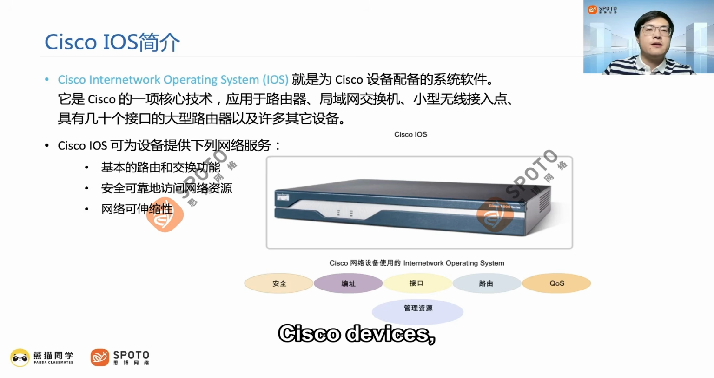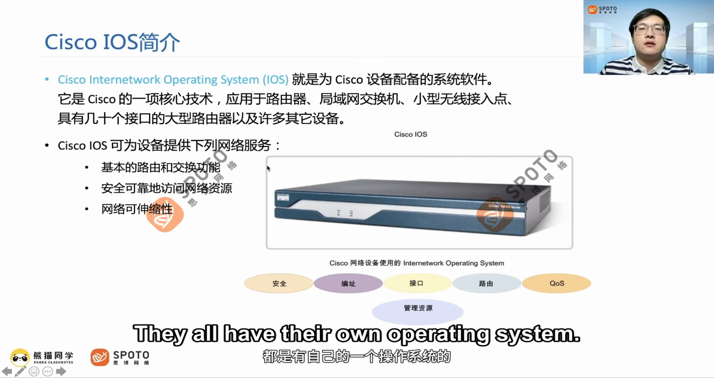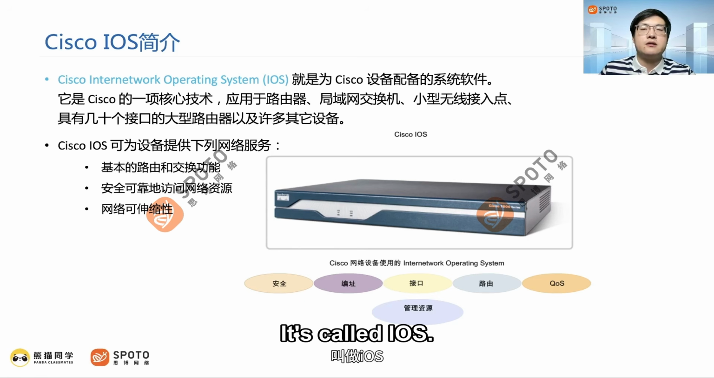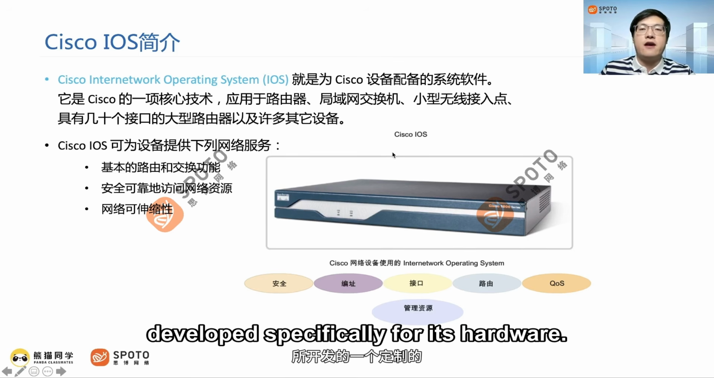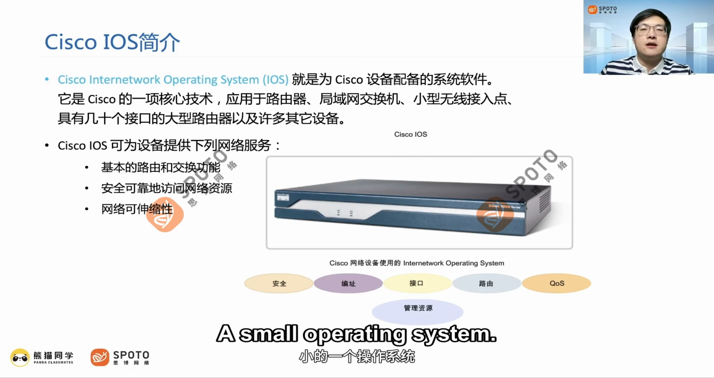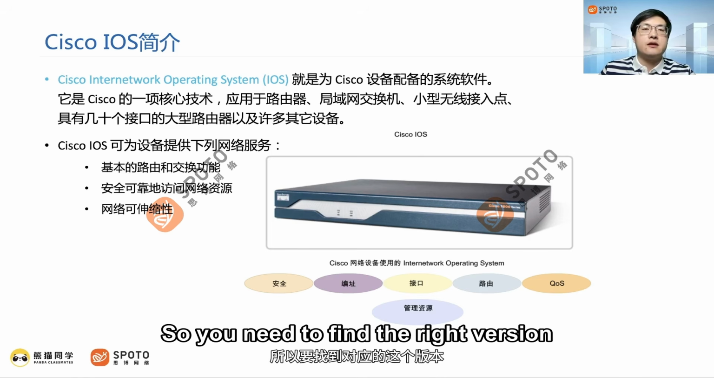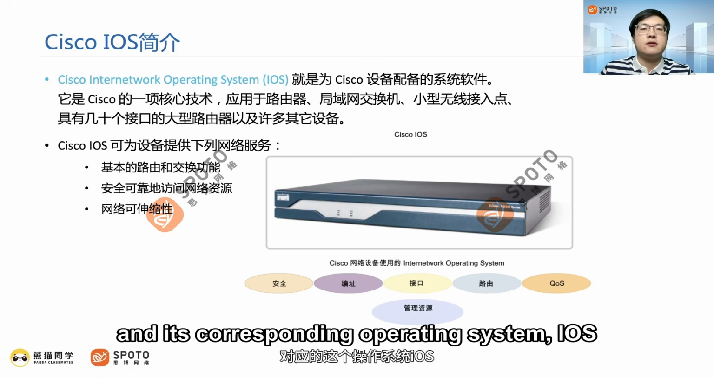Cisco devices and devices from other vendors are all the same. They all have their own operating system. Cisco's name for it is IOS. It's a customized, small operating system developed specifically for its hardware. Different devices have different versions, and the content is different too. So you need to find the right version for that specific device model and its corresponding operating system, IOS.